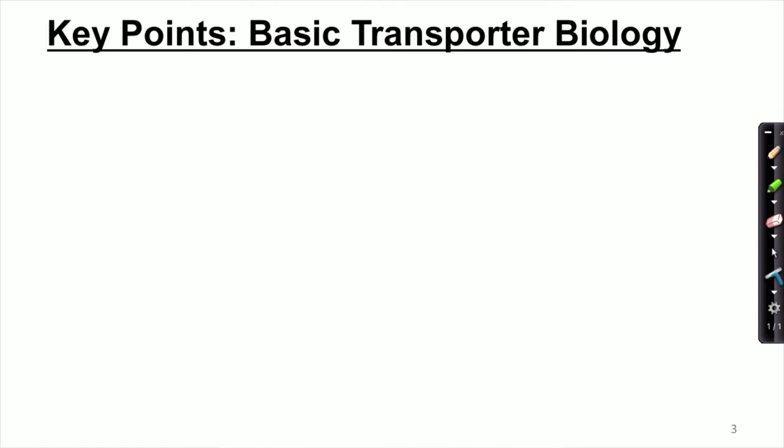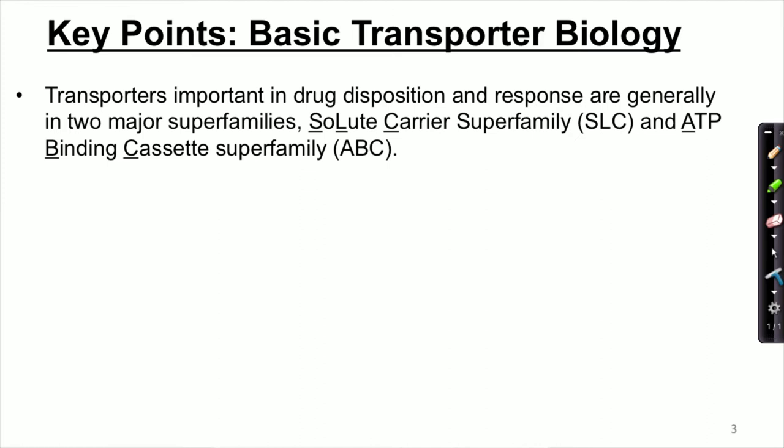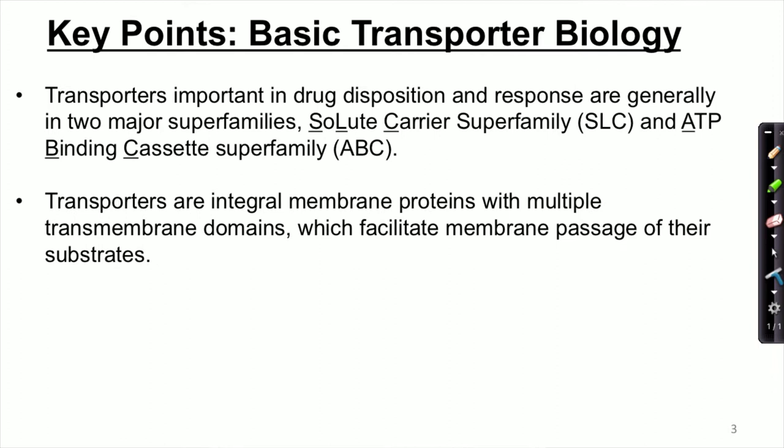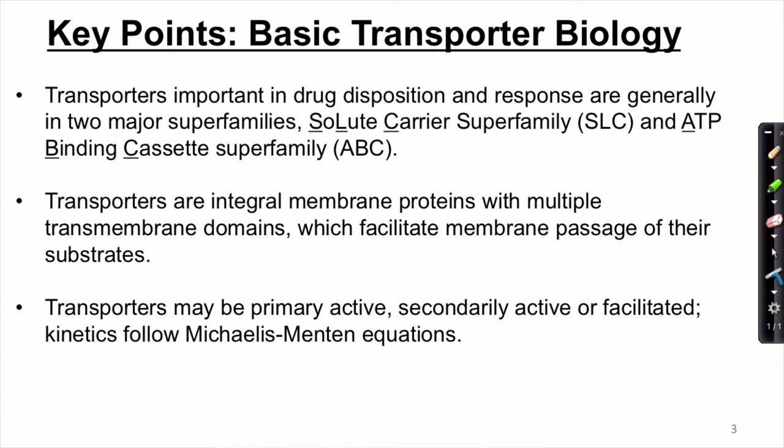All right. I begin each one of these sections with key points, and I will end on the same key points. So the key points that I'm interested in making here and that I feel is important for you as future clinical pharmacologists is, first of all, transporters are important in drug disposition and response, and those are generally in two major superfamilies, the solute carrier superfamily, SLC, and the ATP binding cassette superfamily, ABC. Second point is transporters are integral membrane proteins with multiple transmembrane domains, which facilitate membrane passage of their substrates. And the third point is transporters may be primary active, secondarily active, or facilitated, and their kinetics follow Michaelis-Menten equations.